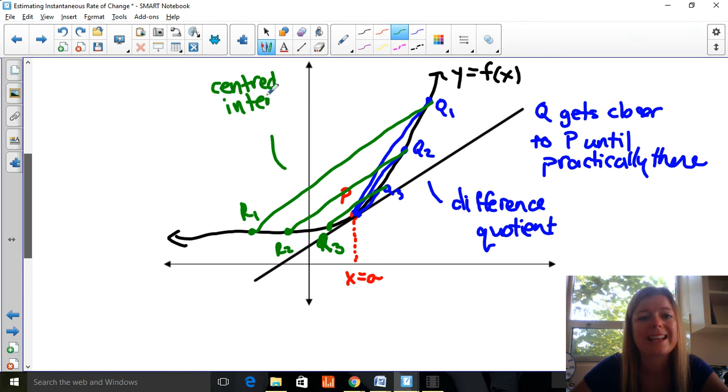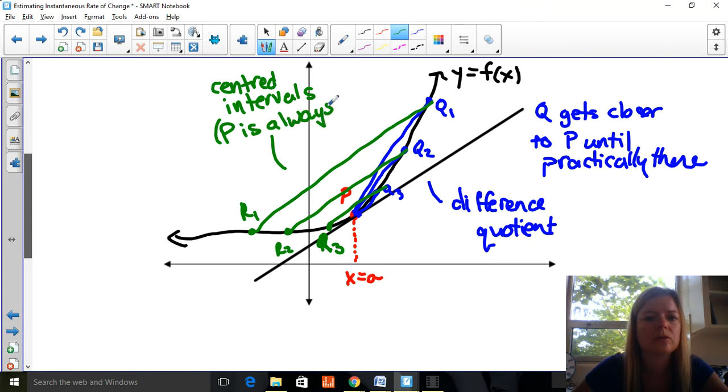We use the word centered because the point of tangency P is always in the center. And then those slopes are somewhat parallel. So again, the blue represents something called the difference quotient, where we just find one point on the right-hand side that gets closer and closer to P. And the green is centered intervals, so two points on either side of P, equidistant from P, that get closer and closer together, and you see what it's approaching.